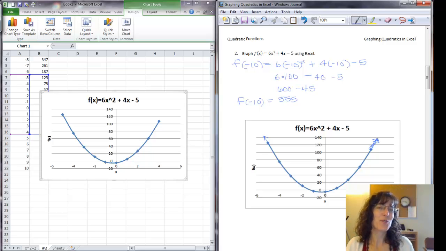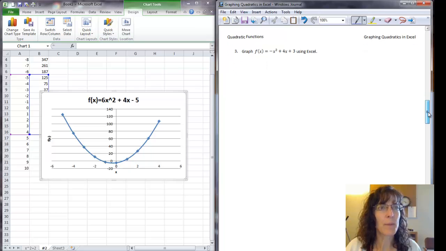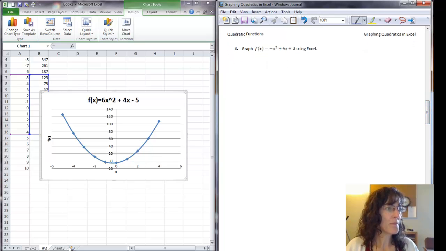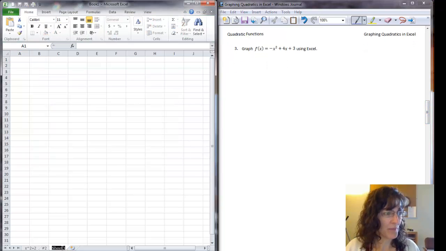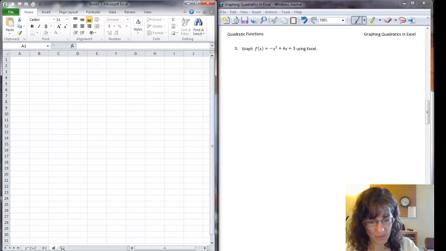There we go, sort of an arrow. And anyway, now I have my arrows. One more to look at. And we'll call this one number 3.